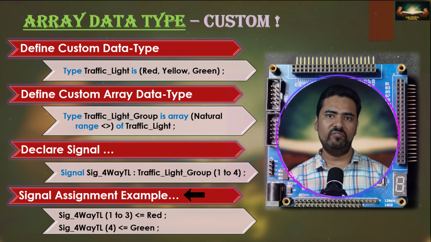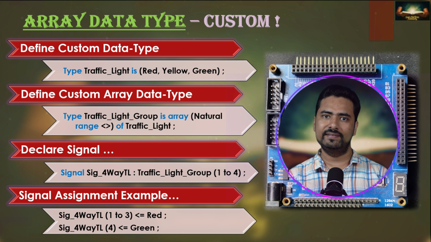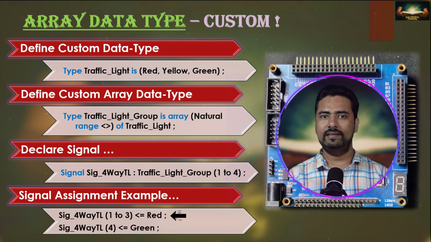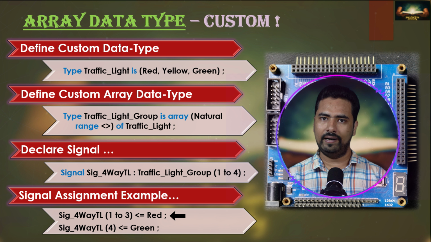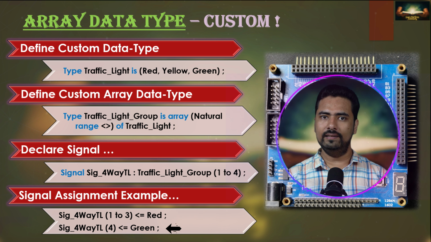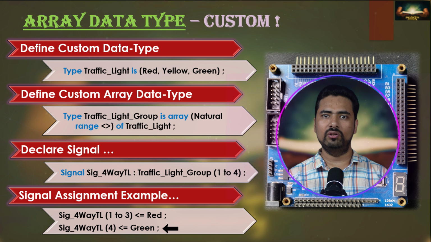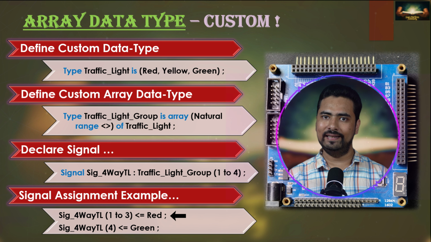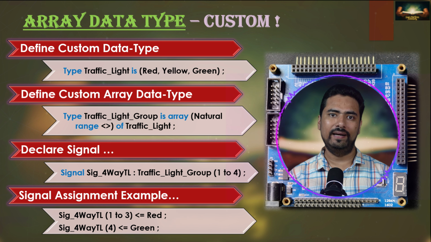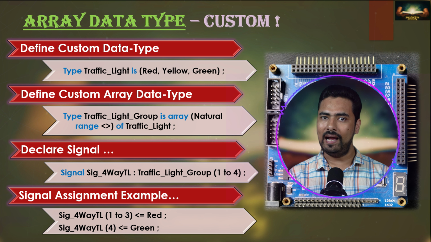Now the final step, which is the assignment of data. Obviously we declared the signal to assign some specific values inside those specific signals, right? So I will say: signal_four_way_TL(1 to 3) gets the value of red; signal_four_way_TL(4) gets the value of green; This means that the traffic signal of the real system is green for the fourth way and red for the other three sides. Simple.